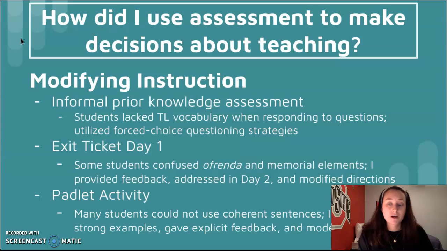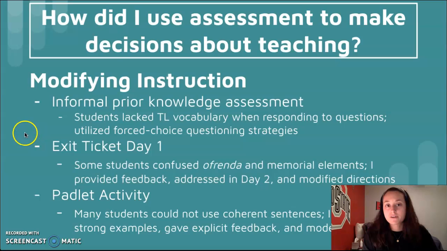Additionally, I used assessment to modify instruction in the moment. Although students were not able to fill out pre- and post-can-do statements, I did perform an informal prior knowledge assessment during the first Jamboard activity. As I began the instructional conversation, I observed that students lacked the target language vocabulary that they needed to respond to my questions. Thus, I shifted my questioning strategies and provided the scaffold through forced choice questioning, giving them vocabulary options until they were able to produce more independently.